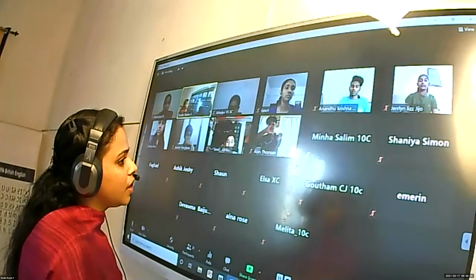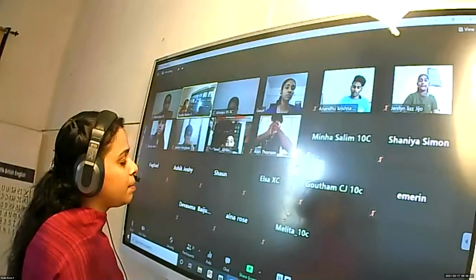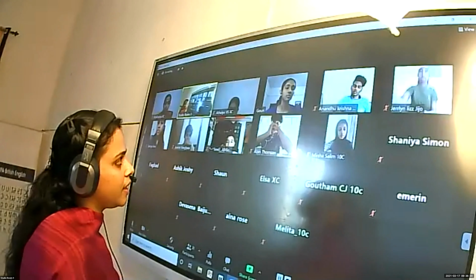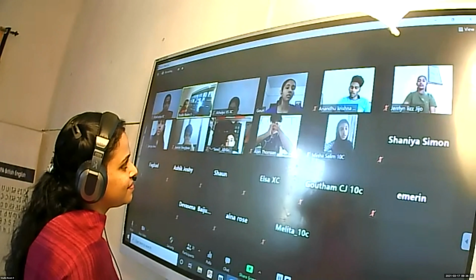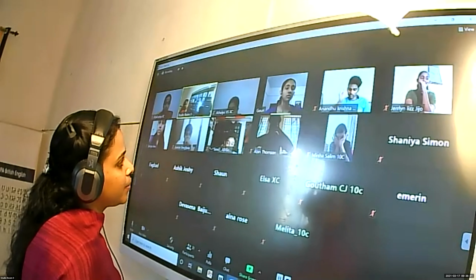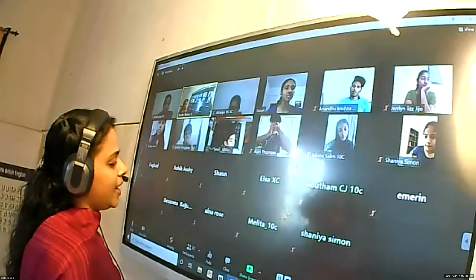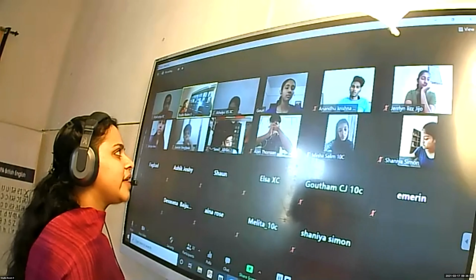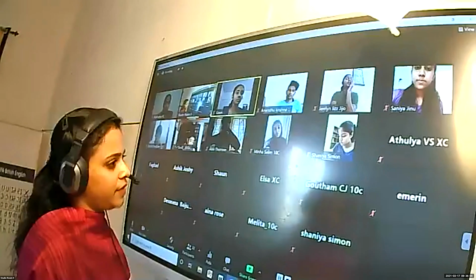Gauri, if the object is placed between C and F, where do you get the image? Beyond C. What about the nature and size? Object is between C and F, what about its size? Enlarged. And what about the nature? Real and inverted. All right, very good.